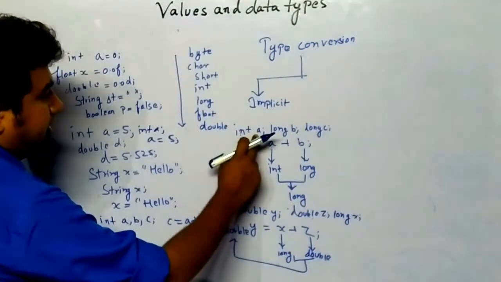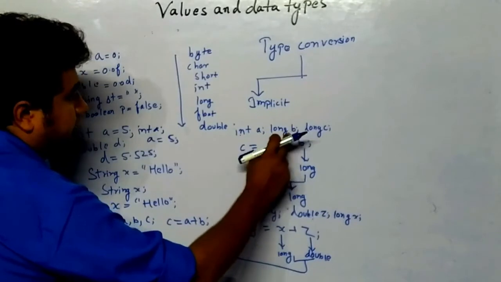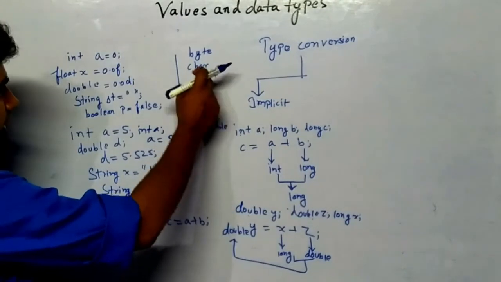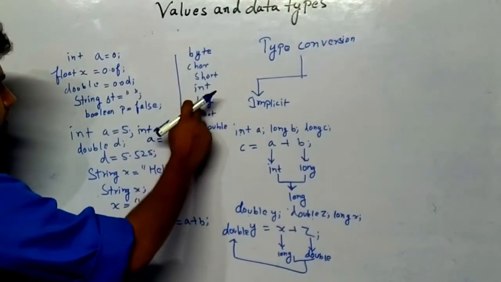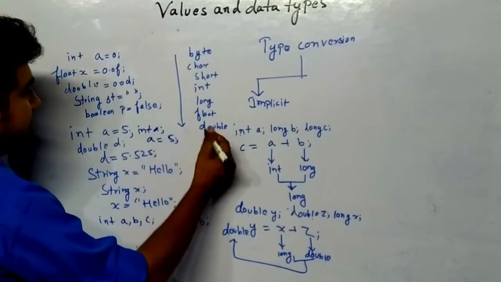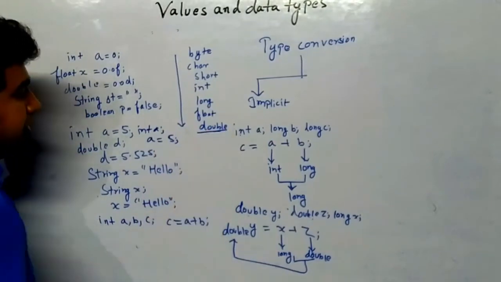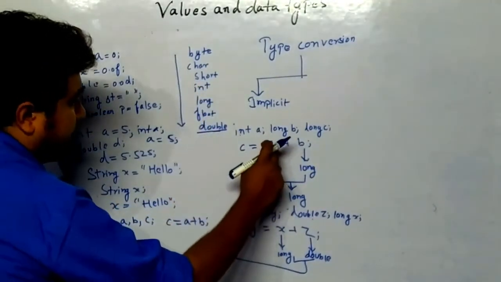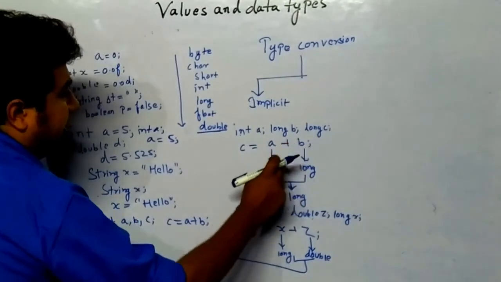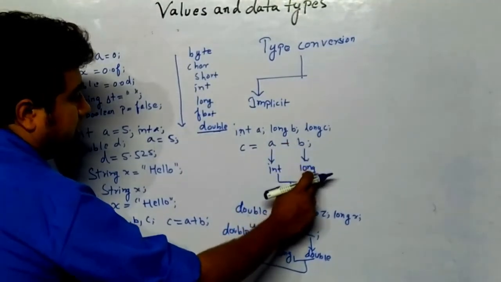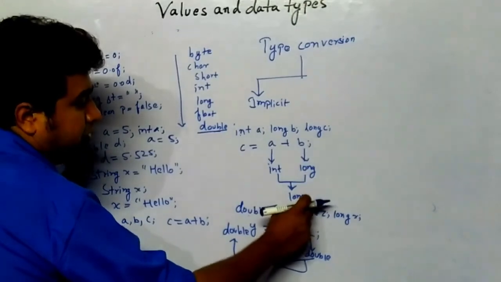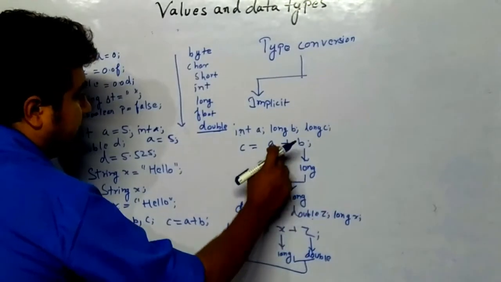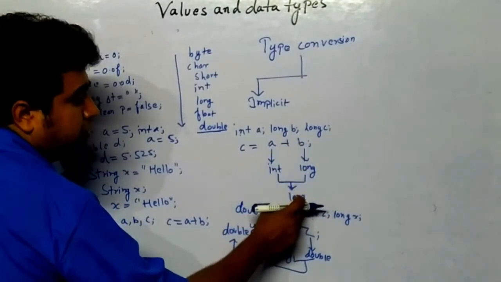Int A is declared of int type, B is declared of long type, and C is declared of long type. Now in the series you can see that as you go down the series, the types get bigger, and the biggest data type is double. Definitely long is greater than int. I am adding int A plus B. A is of int type, B is of long type. Automatically it will be converted into long type. You can see here clearly that the result of A and B is automatically converted to long type.